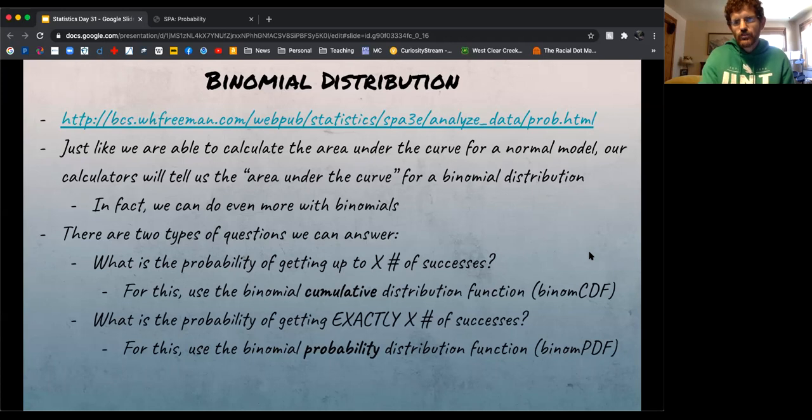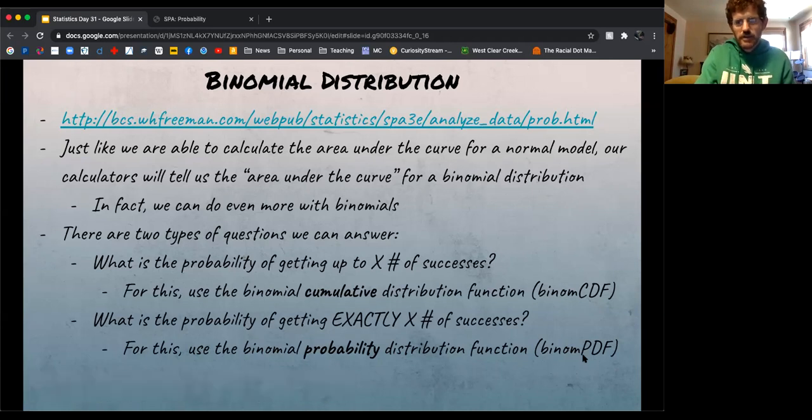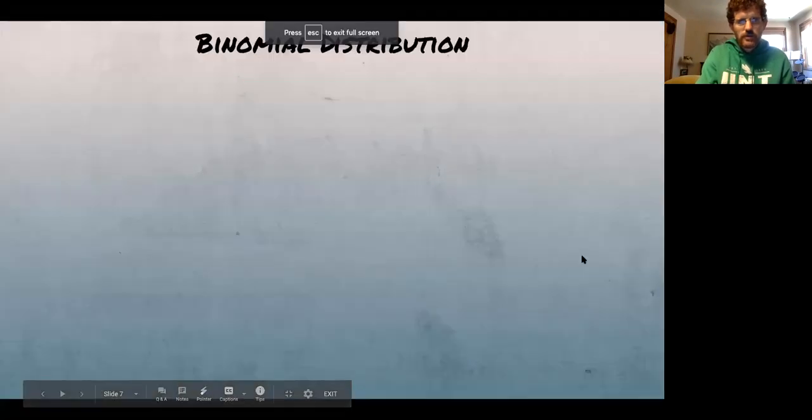Now, this should look somewhat familiar. We've already used normal CDF quite a bit. Binomial PDF, we've never used the normal PDF. It doesn't make sense to calculate the exact probability of a single point in a normal model, but with a binomial, it does make sense. They're discrete values. Okay, so we're going to look at how to do that.